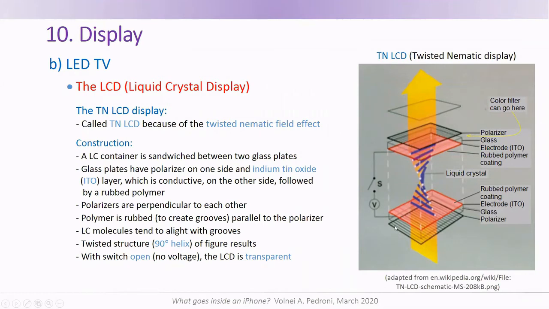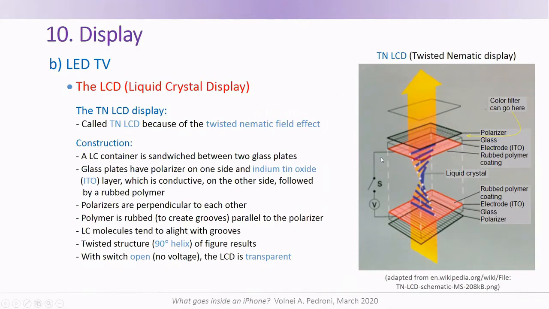Notice that the polarizers are perpendicular to each other, and the grooves on the polymers are parallel to the corresponding polarizers. The importance of these grooves is the following. The liquid crystal molecules tend to align with grooves. So the first molecule here aligns with the grooves down here, and the last up here aligns with the grooves up here. So this twisted structure results in between. So light that passes the first polarizer travels through this twisted structure, gets up here aligned with the second polarizer, so it goes through.